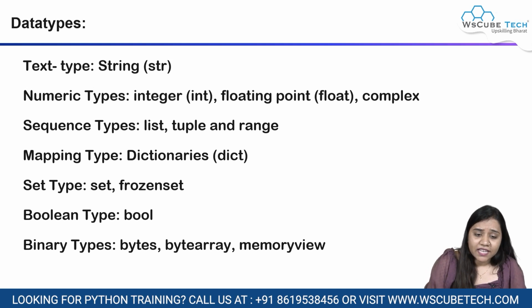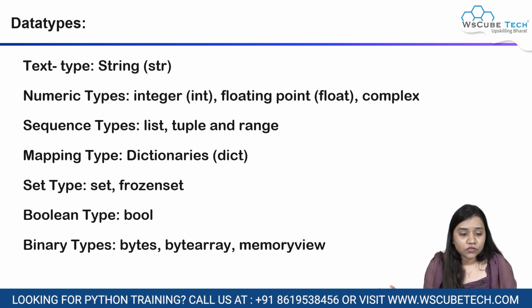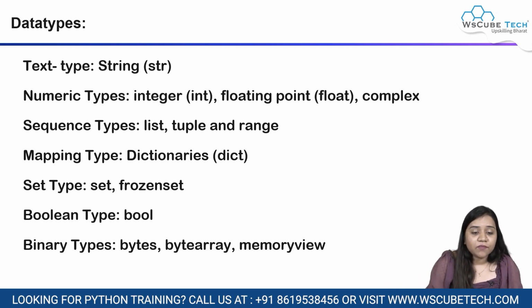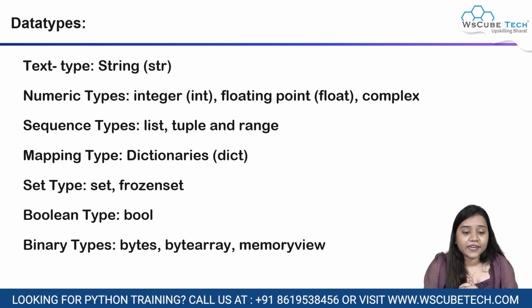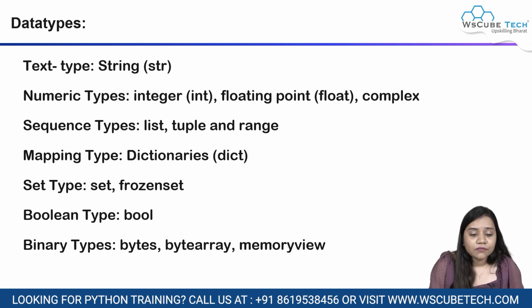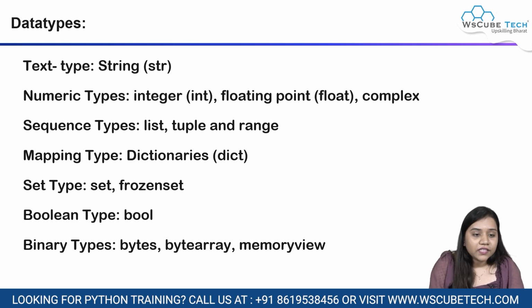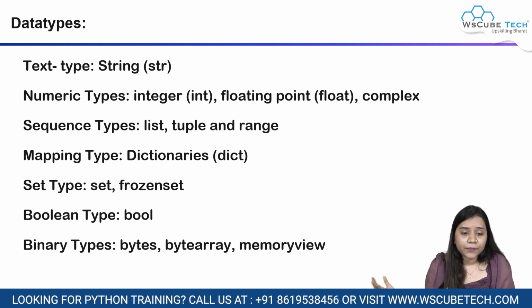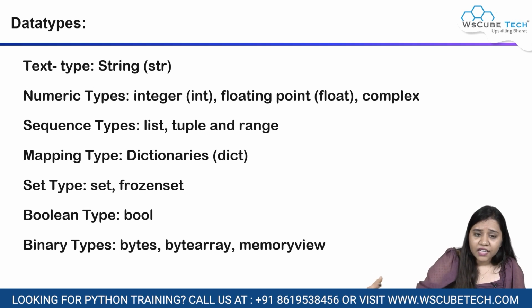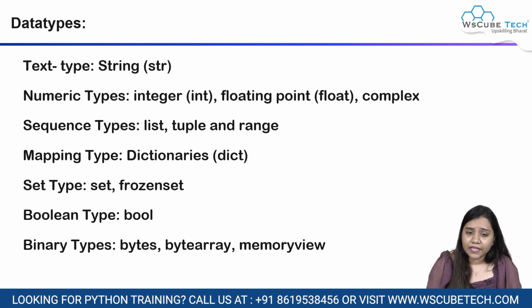So we have sequence types, that is list, tuples, and range. We have mapping types, that are dictionaries, short form is dict. Set type, we have set and frozen set. Boolean type, Boolean gives us true or false for a particular condition, so bool. Binary types, we have bytes, byte array, and memory view. So here are some examples of data types. You can go through them once, but yes, we will be discussing them in detail in our upcoming sessions. So these are some data types that you can use inside the variable names. We have learned in our previous session how to write a variable.